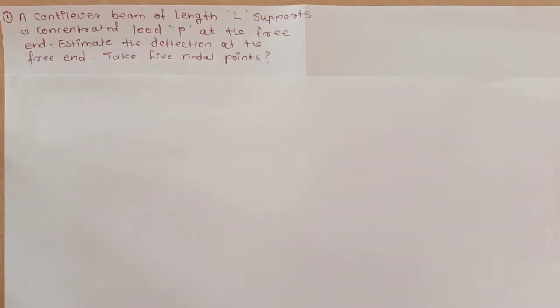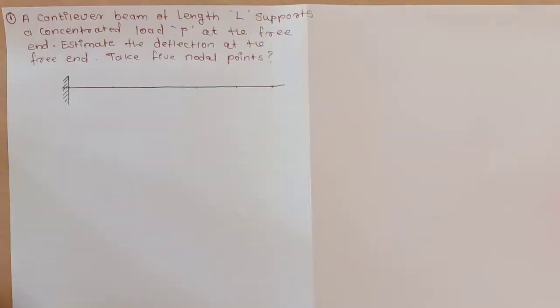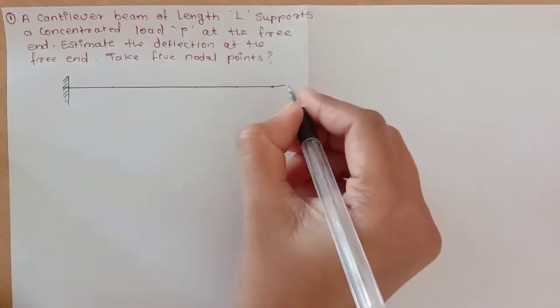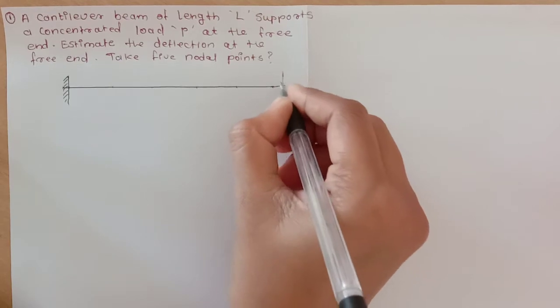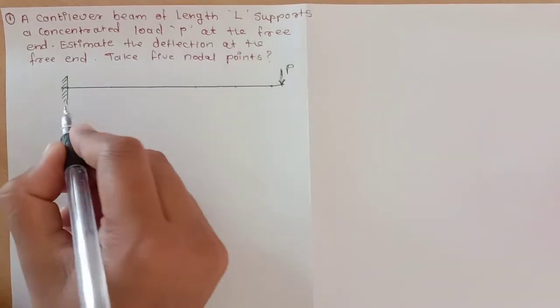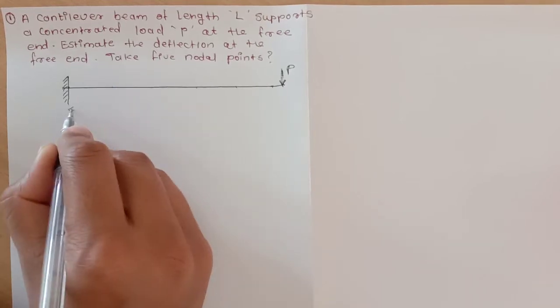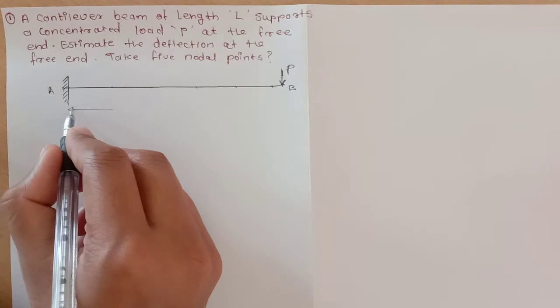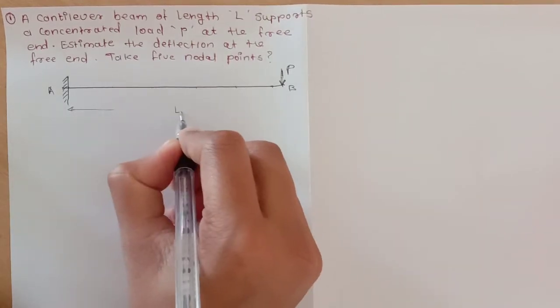So the solution is to draw a cantilever beam and apply force P at the free end. So this is our cantilever beam, and we apply the P force on the free end. The total distance is L meters. This is point A and this is point B, so from point A to point B the total distance is L.